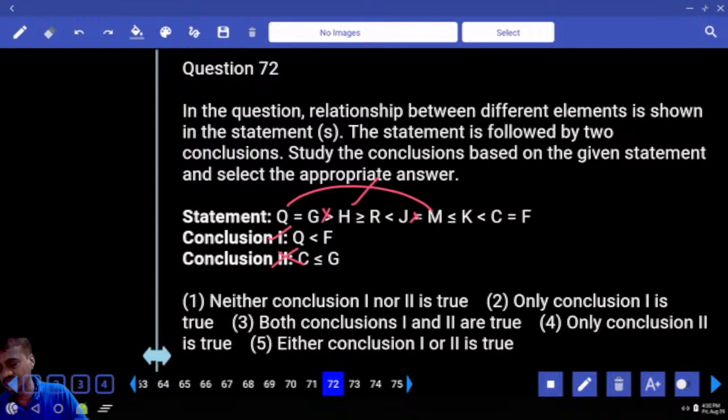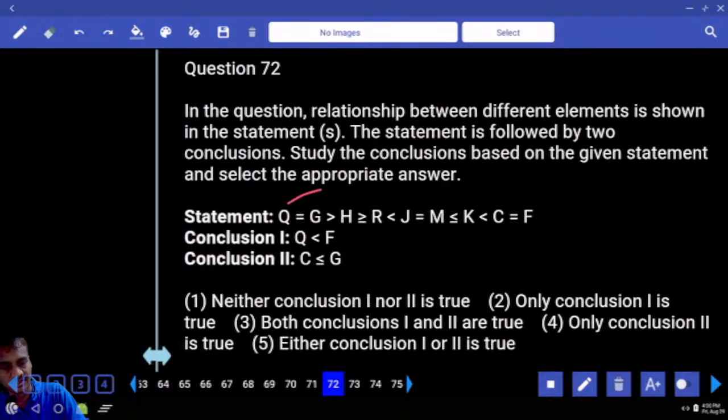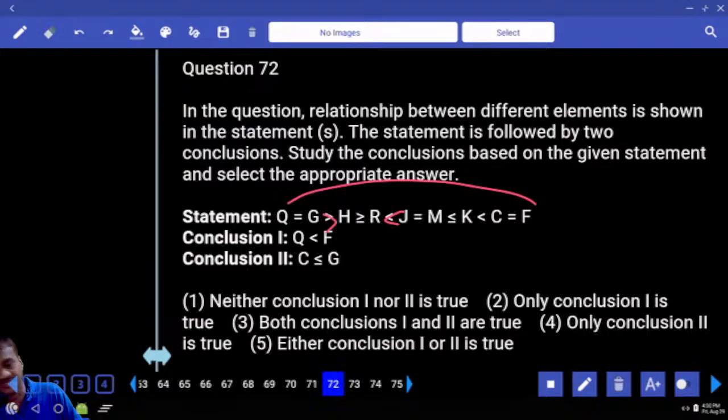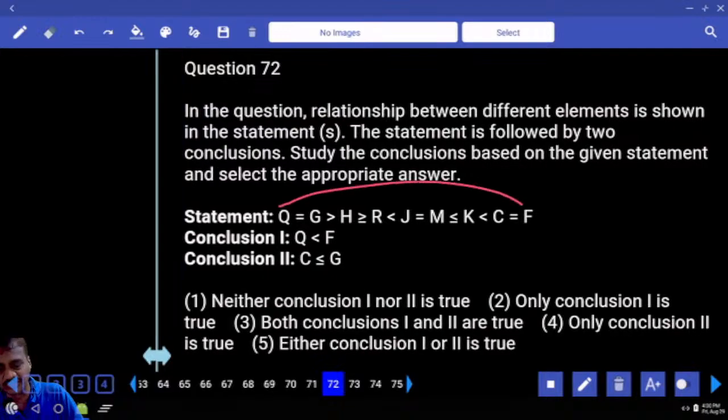Then next one is 72. In this 72, the relation between Q and F. Q is here, F is here. From Q to F, one greater than, one less than. Opposite symbol, no relation. Opposite symbol, no relation means the answer must be neither one nor two. But if you observe here, Q and G are one and the same, isn't it? Then next, F and C are one and the same.